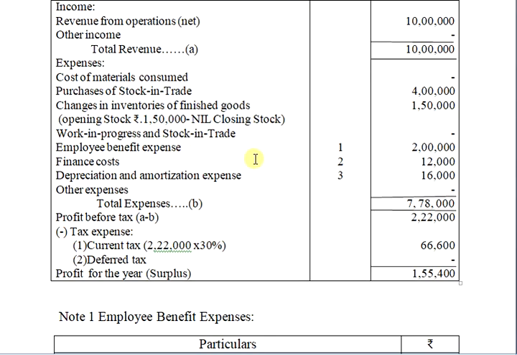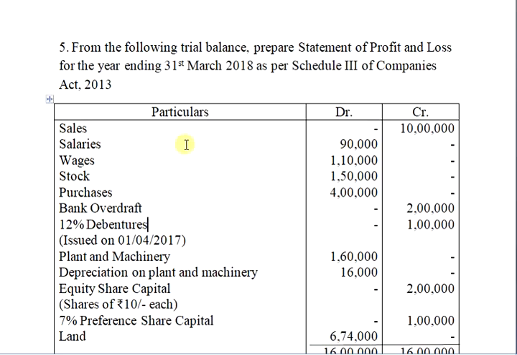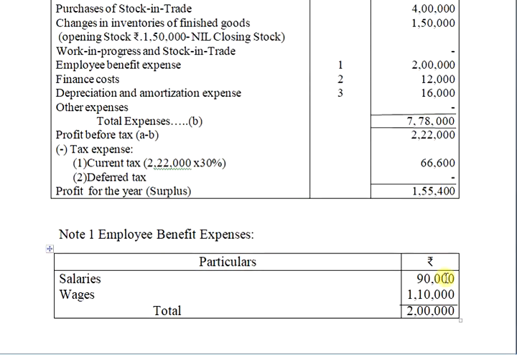So employee benefit expenses, note number 1, is 2 lakhs. Employee benefit expenses, which are the points I have said already: salaries and wages, 90,000 plus 1,10,000, you will be getting 2 lakhs. We can note down here. So see here, I have note number 1, employee benefit expenses, salaries and wages, 90,000 plus 1,10,000, you will be getting 2 lakhs. Employee benefit expenses, note number 1, it is of 2 lakhs.